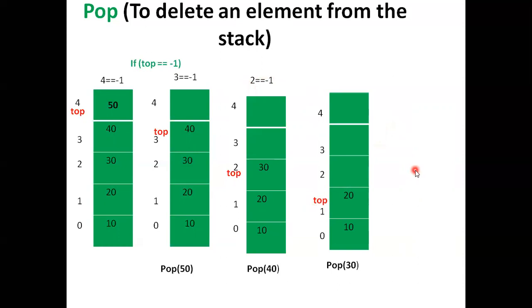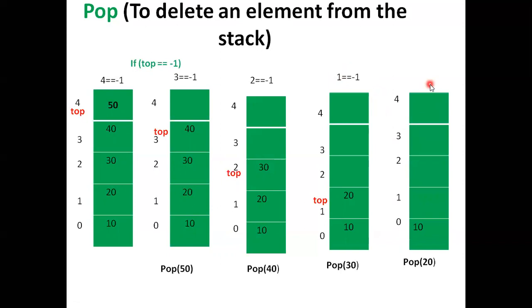Again, I want to perform one more pop operation. That is, I want to delete 20. Now check the condition. Top is 1. 1 is equal to minus 1? No. Now 20 is deleted from the stack. Now top is decremented by 1 position, that is, top goes from 1 to 0. Now top is indicating the last element, that is 10.